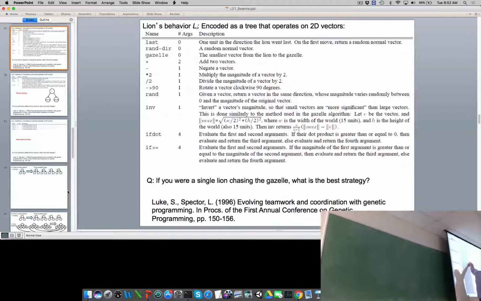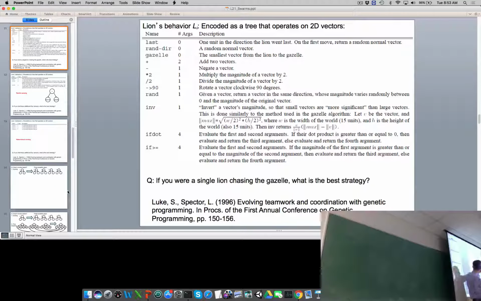This one returns a random vector in the same direction, but it modifies. It takes the vector, that's the single argument, and changes its length by a small random amount. This one inverts the magnitude of the vector that it's receiving. This one, if dot, is interesting.